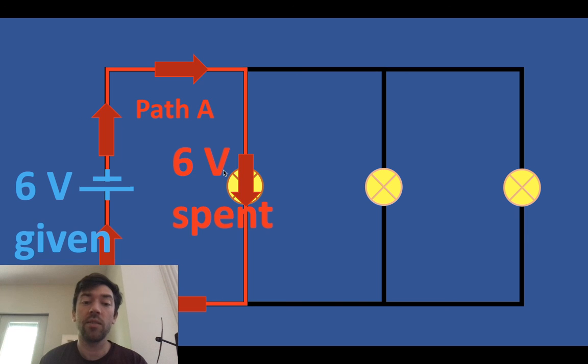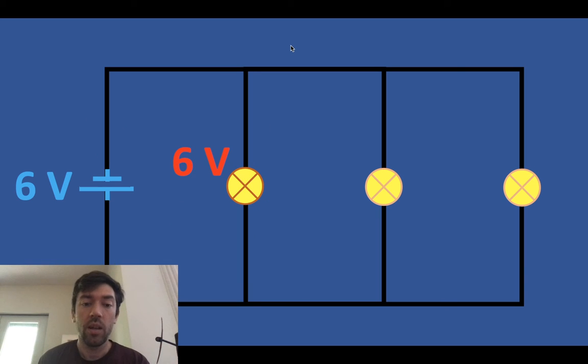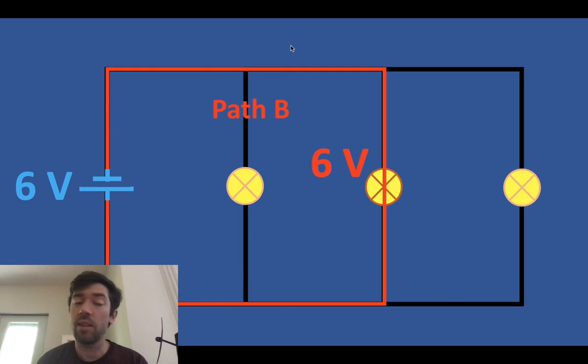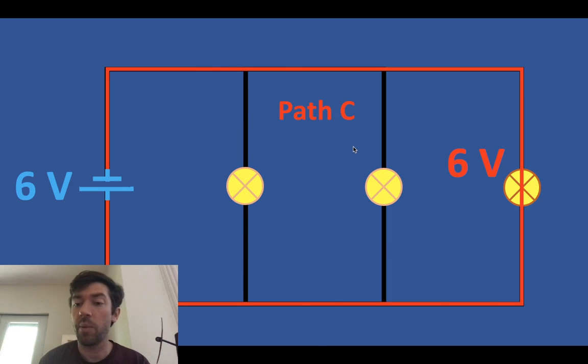So in this case, if the electron takes path A, it only has one place to spend its voltage, and that is at this load right here. So it spends all 6 of those volts right there at that load. If it takes path B, it's the same idea. It can only spend that voltage in one place right there. And same thing with path C.